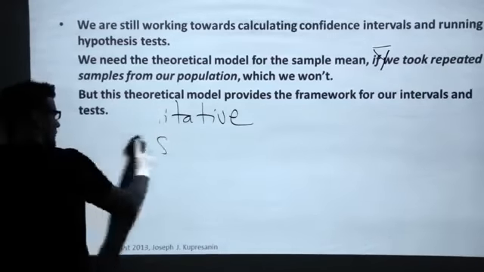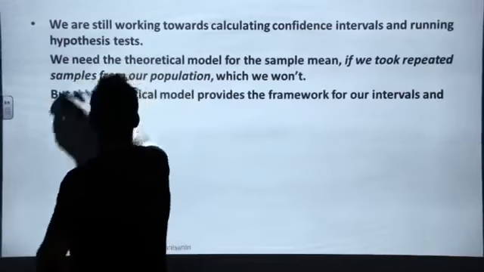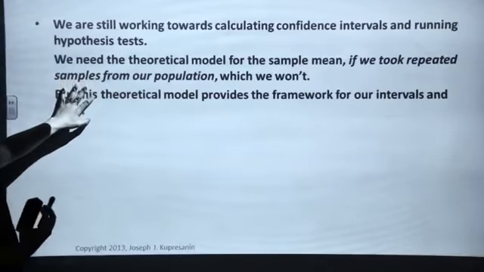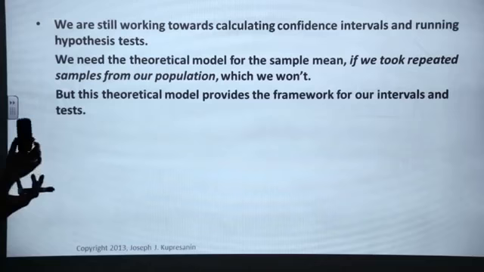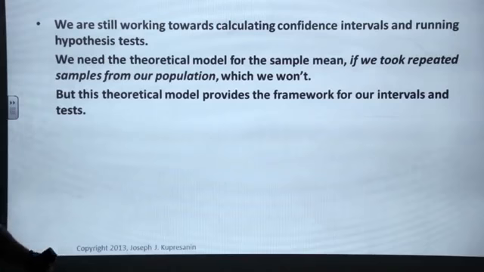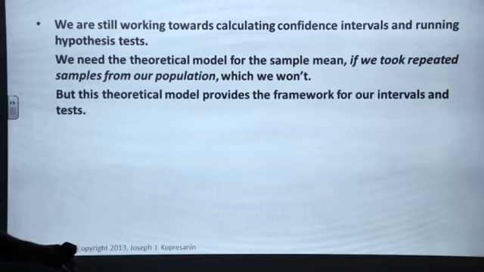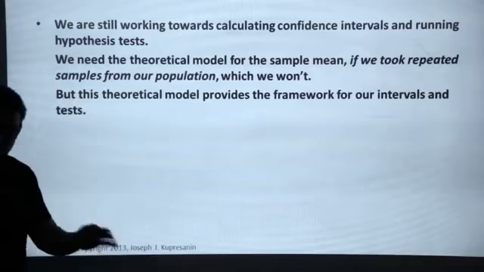We're still working towards cooking up a confidence interval, running a hypothesis test. To do that, we have to step backwards and develop that theoretical model for Y bar, the sample mean. We've done this once for proportions. If we took repeated samples from our population, in reality, when we want to run a hypothesis test, we'll take that one single sample. But we have to realize, students, what if I took multiple samples? The data that we collect is not the end-all, be-all. We could have gotten different data from that random sampling. The theoretical model that we're going to work with provides all of that framework.